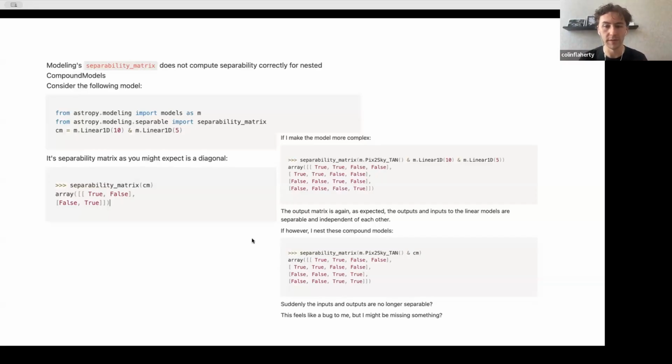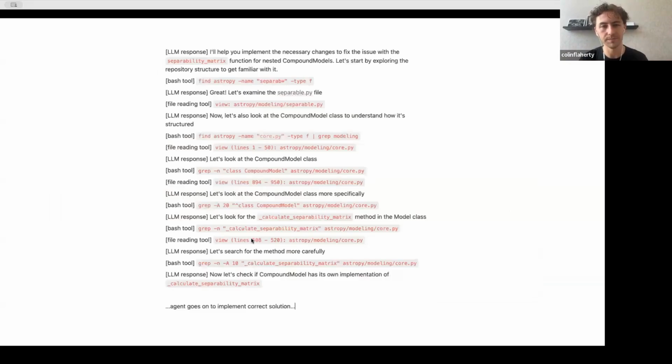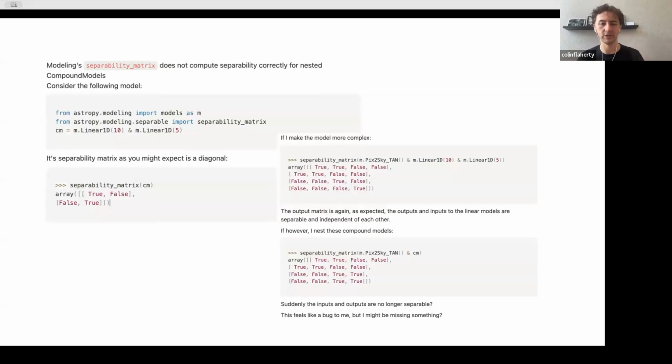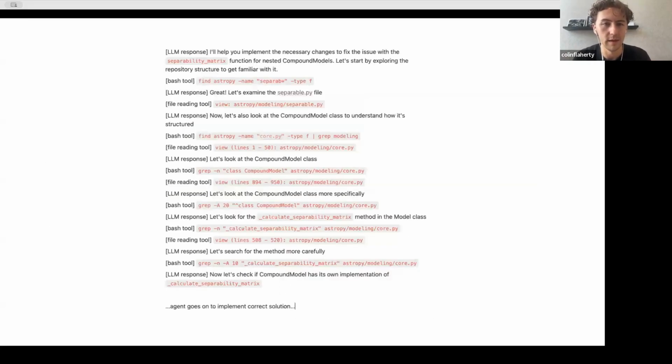So now let's look at what the agent does to try to solve this problem. Here I took all of our agent's tool calls and LLM responses and just pasted them here. We can click through these and get a sense of what it's doing under the hood. First, we have this initial prompt, which obviously contains all of this, and we ask the agent to figure out how to fix it. Then the agent responds, I'll help you implement the necessary changes to fix the issue with the separability matrix function for nested compound models. Let's start by exploring the repository structure to get familiar with it.